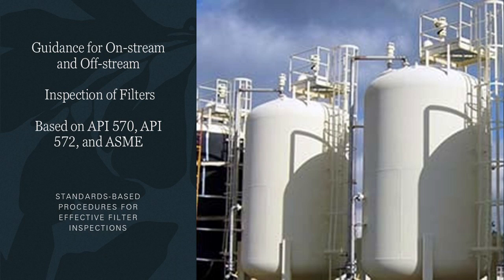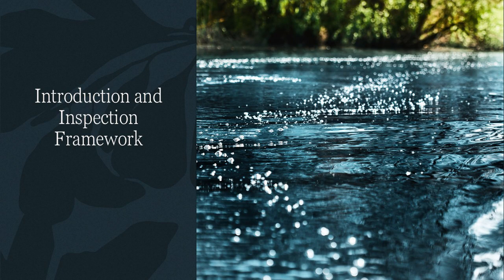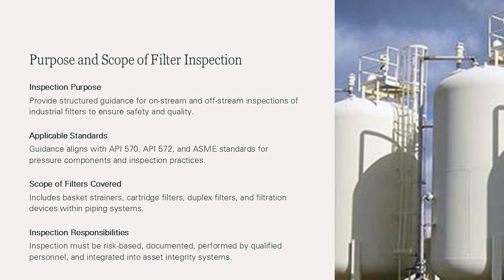Guidance for on-stream and off-stream inspection of filters based on API 570, API 572, and ASME standards-based procedures for effective filter inspections. Purpose and scope of filter inspection, applicable codes, standards, and roles. The purpose of this presentation is to provide inspectors with structured and practical guidance for performing on-stream and off-stream inspections of filters used in process industries.